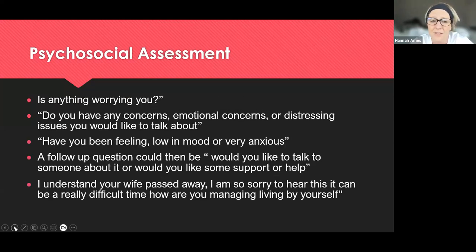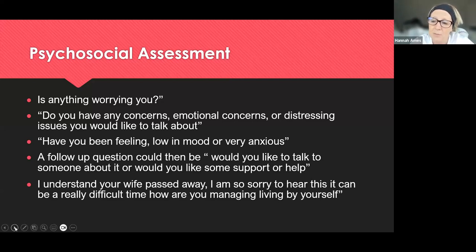Questions you can ask in your psychosocial assessment could be something really simple like, is anything worrying you? Or do you have any emotional concerns or distressing issues that you'd like to talk to someone about? Or have you been feeling low in mood or very anxious? Or you may see from the briefing that they've been very anxious or low in mood, and you can pick it up from that information as well. Then you could have some follow-up questions. If your patient is very low in mood or very anxious, would they like to talk to someone about that? And would they like some further support and help?